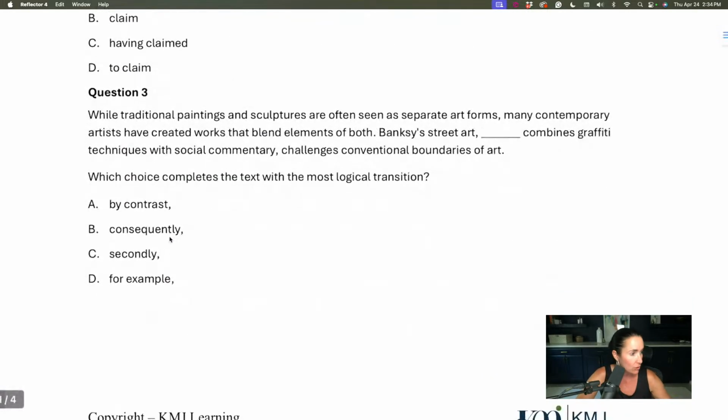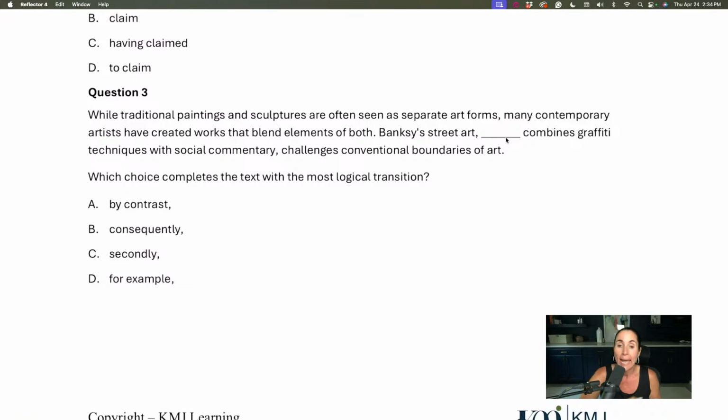All right. And let's go to the last one, for my problems with technical difficulties today in our live session. I apologize for that. We have by contrast, consequently, secondly, and for example. Thinking like a test maker and working backwards, this is a transition word question. You will have 2 or 3 of these on each module where you have to choose the transition word that goes into the blank here.